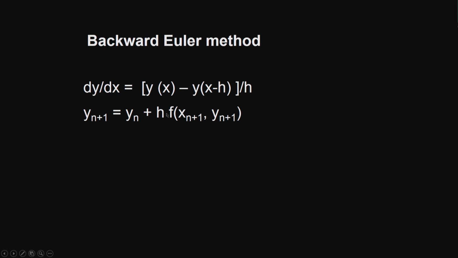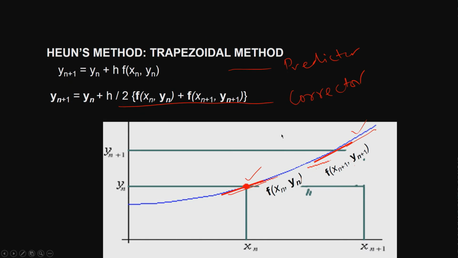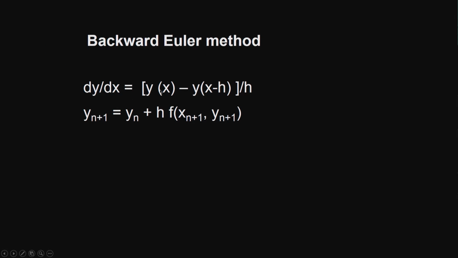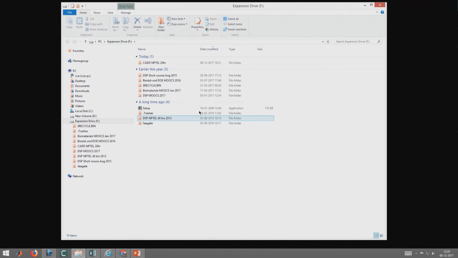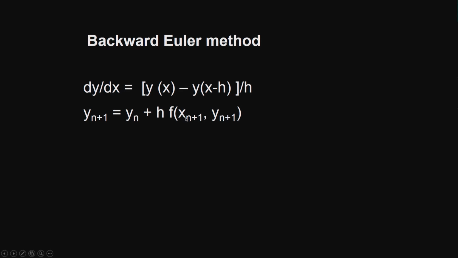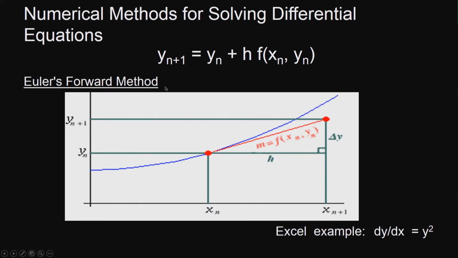Okay. Then we also have the backward Euler's method, just like the backward differentiation method. So, as you can see, dy by dx is equal to y(x) minus y(x minus h), divided by h. So instead of taking x plus h, you are taking x minus h, and then you calculate yn plus 1. So, you take the differential from the previous point and then use that for your yn plus 1. Okay. As I said, this is Euler's method.